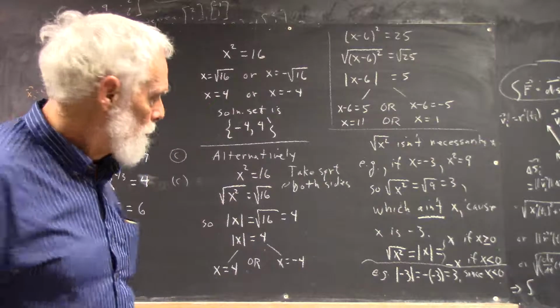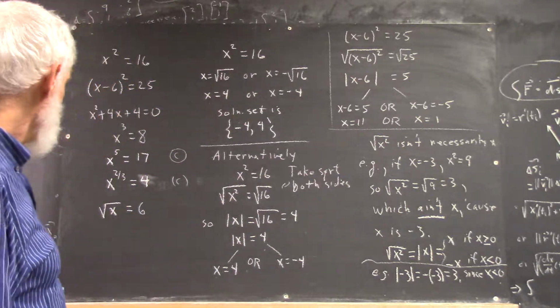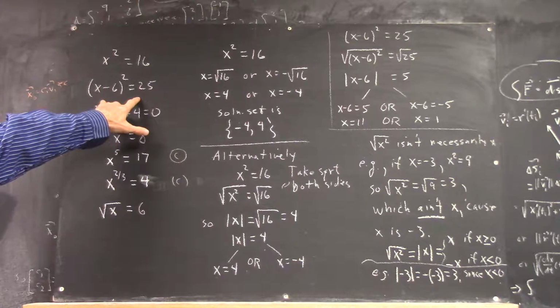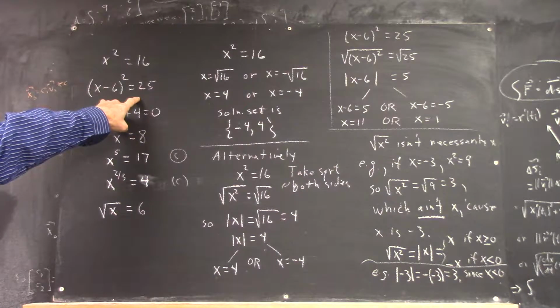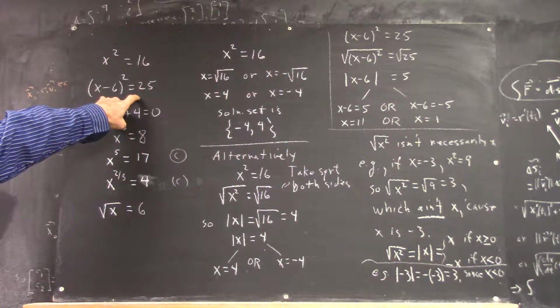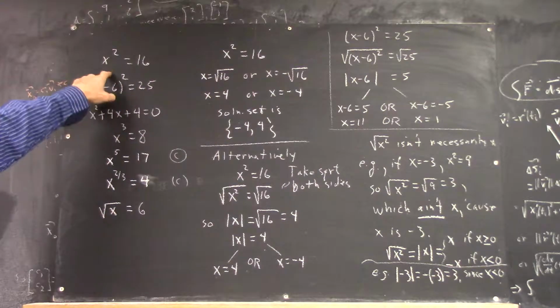Okay? So, those examples. Now, how do you solve x minus 6 squared equals 25? Somebody want to give me a suggestion? What operation can you do on both sides to make progress? Square root of both sides, right? Square root of x minus 6 squared is what?